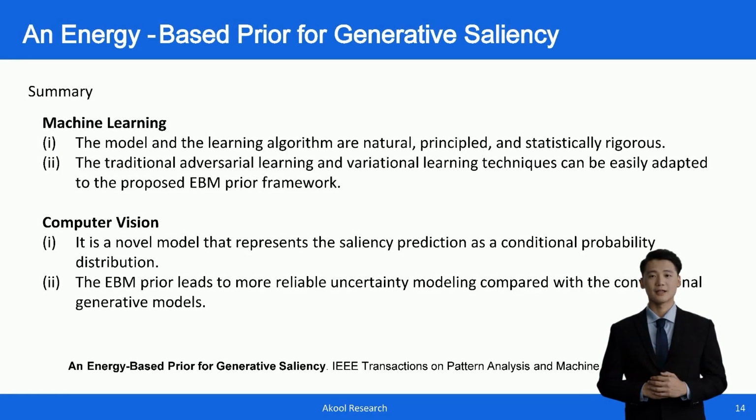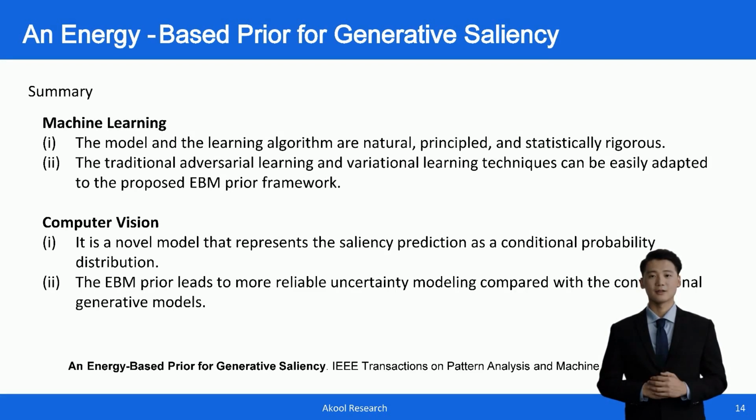Let us briefly summarize the proposed model in this paper. From the machine learning perspective, our model is a top-down deep conditional generative model using EBM as a prior. The MLE learning algorithm derived from the proposed model is based on MCMC inference for the posterior and MCMC sampling for the prior, which makes our framework more natural, principled, and statistically rigorous than others. On the other hand, the traditional adversarial learning and variational learning techniques can be easily adapted to the proposed EBM prior-based generative model, which can bring in benefits of good performance and fast inference respectively.